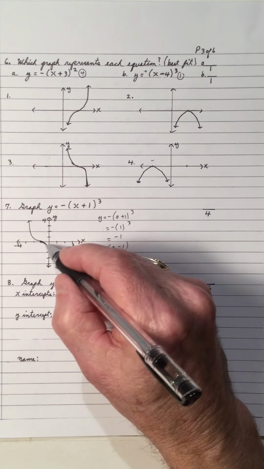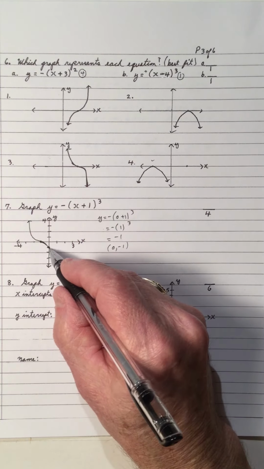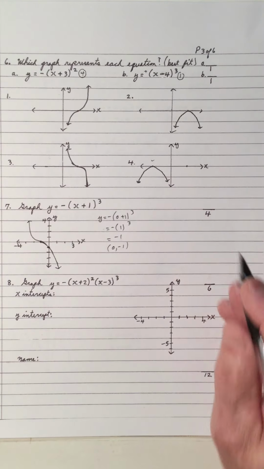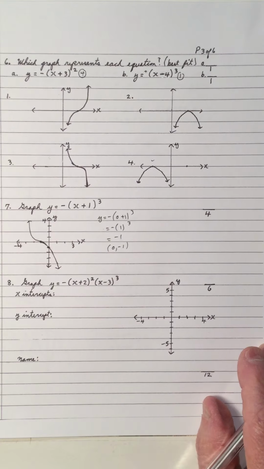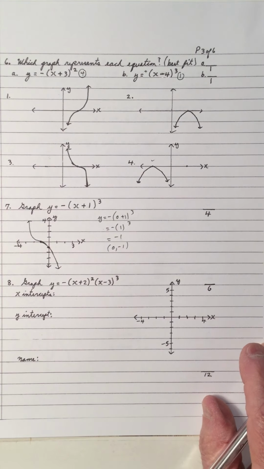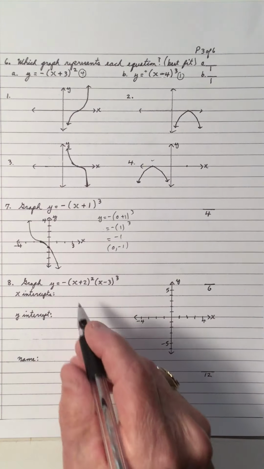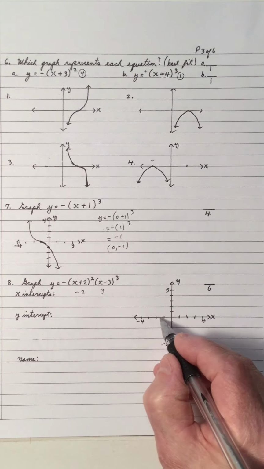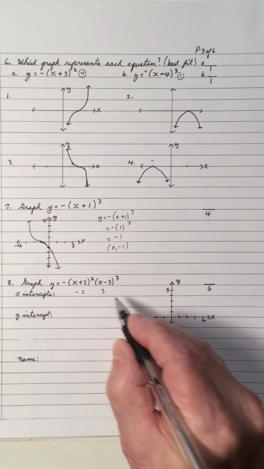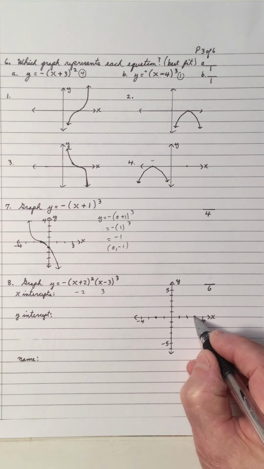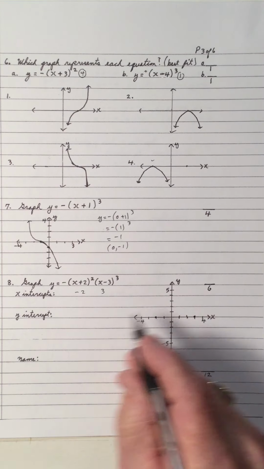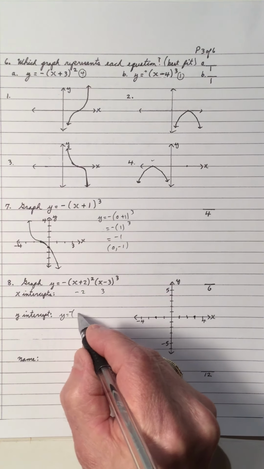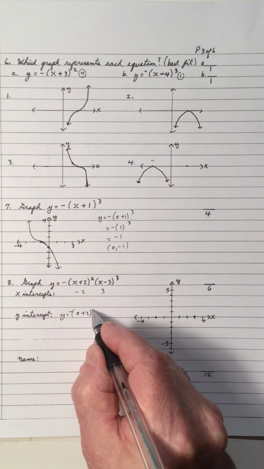And you get a mark for the x-intercept, you get a mark for the y-intercept, you get a mark for going down, and you get a mark for the sideways S. 4 marks altogether. Number 8, graph this equation. Again, let's look at the x-intercepts, -2 and 3. So we plot the -2, and we plot the x-intercept of 3, and the y-intercept. We get the y-intercept when we let x equals 0.